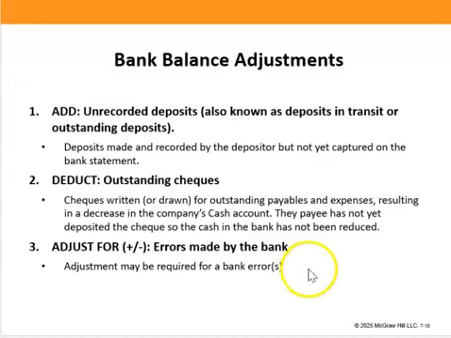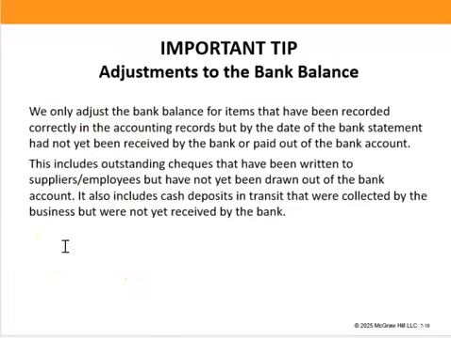Say they were supposed to charge us $15 for a service charge, but they accidentally charged us $51. Okay, that's an error made by the bank that we have to tell them about so that they can fix it. Okay, so those are the three types of adjustments that would go on the bank balance side. So again, think of the picture I showed you of what a bank reconciliation looks like, and those are the three categories.